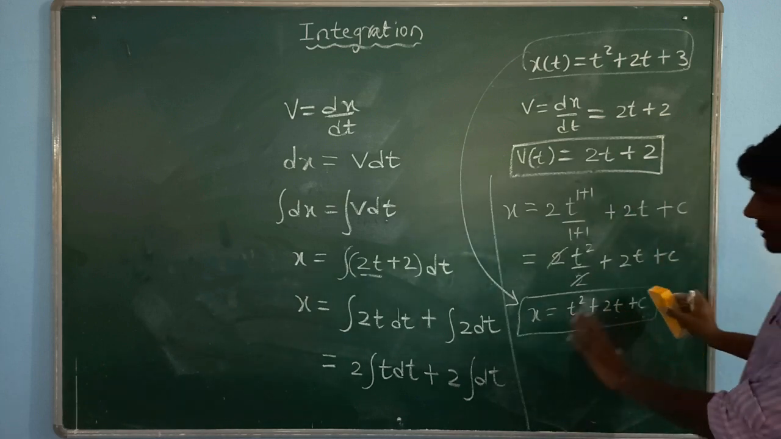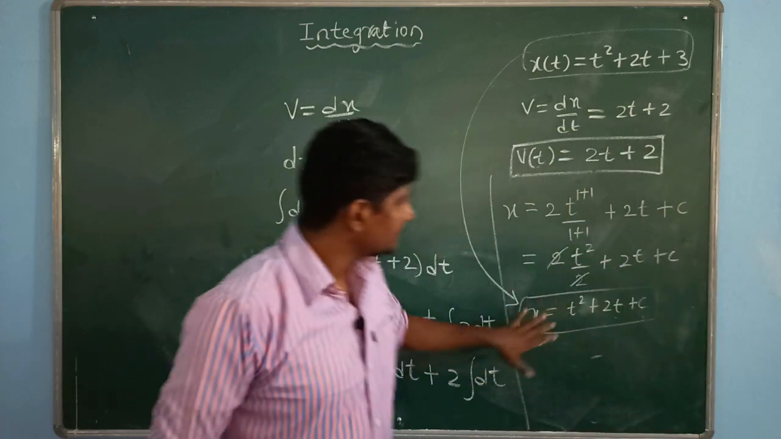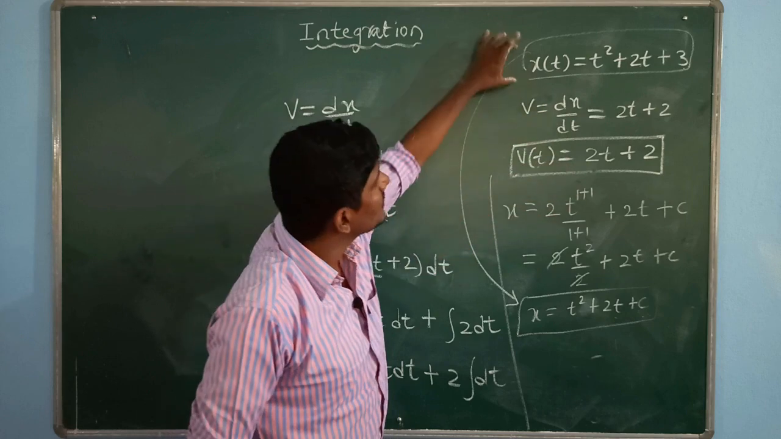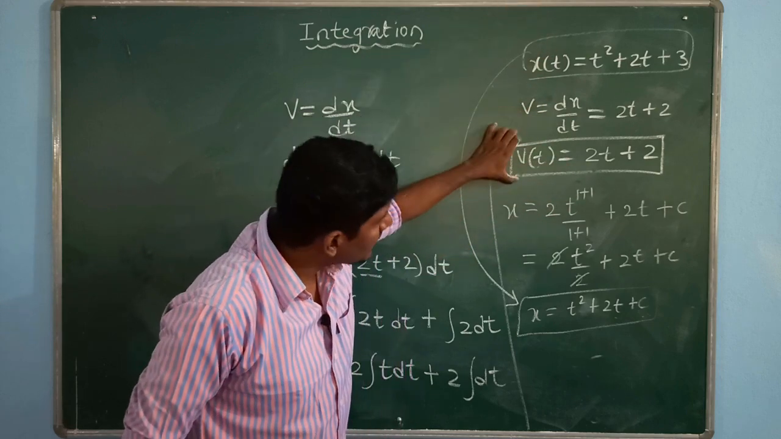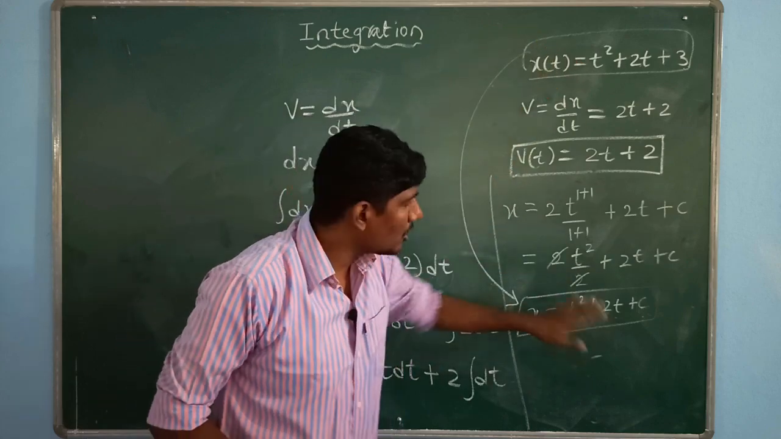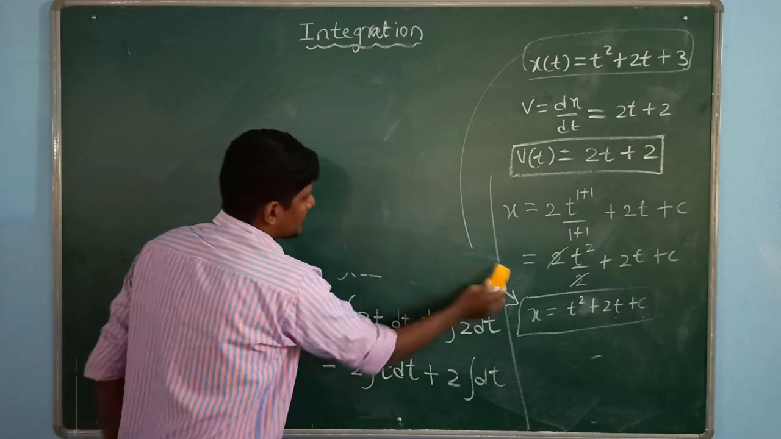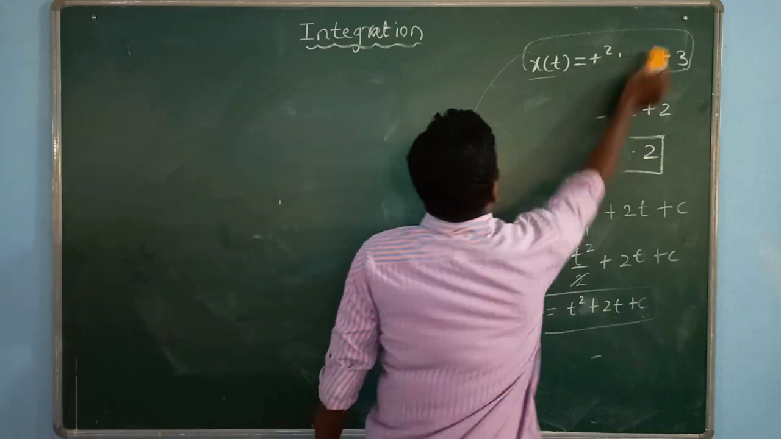So I hope you got this particular concept of differentiation and integration. They are reverse processes. Okay. So now take this equation, differentiate, you will get velocity. Take this velocity, integrate this, you get the same equation. So this is called the reverse process. Better we take one example, last example, then I will give you the homework, simple homework.